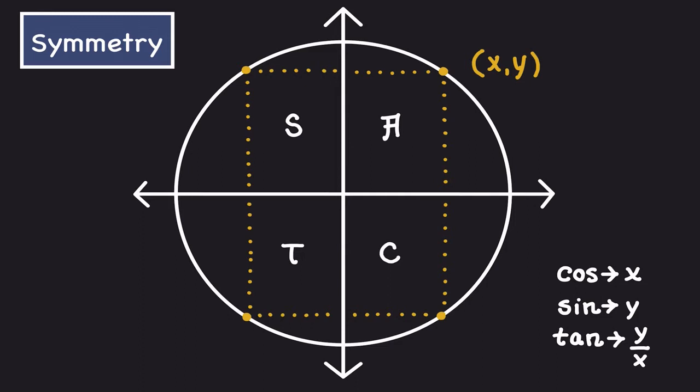You draw any diagonal through it, and you're going to break that circle into 2 equal parts. So up here we have the point x comma y. That also means that those coordinates are going to repeat with a subtle variation 3 more times on our unit circle because of symmetry.